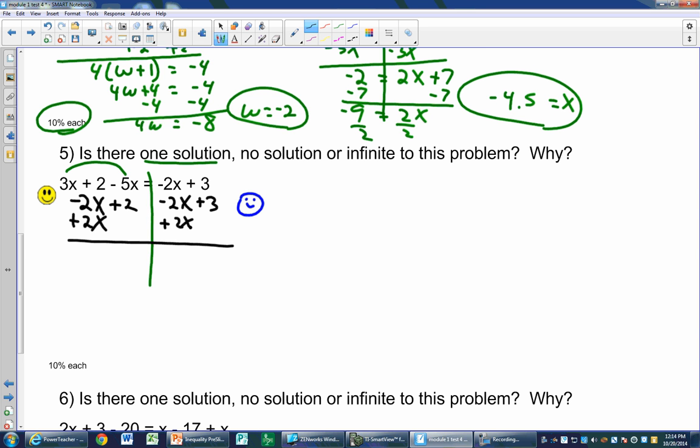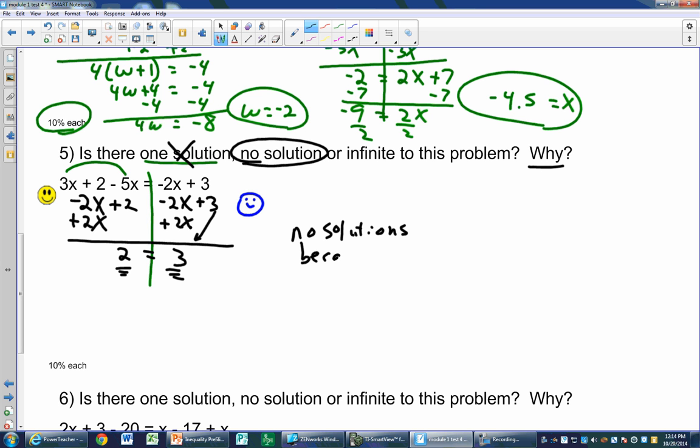Now, negative 2x's plus 2x's is 0x's. So I'm not going to write anything down. I'm going to bring down the 2. And negative 2x's plus 2x's is 0x's. So the only thing I can bring down is the 3. When does 2 equal 3? Never. No solutions. Don't forget to write down your answer. And it says why? Because 2 can never equal 3.